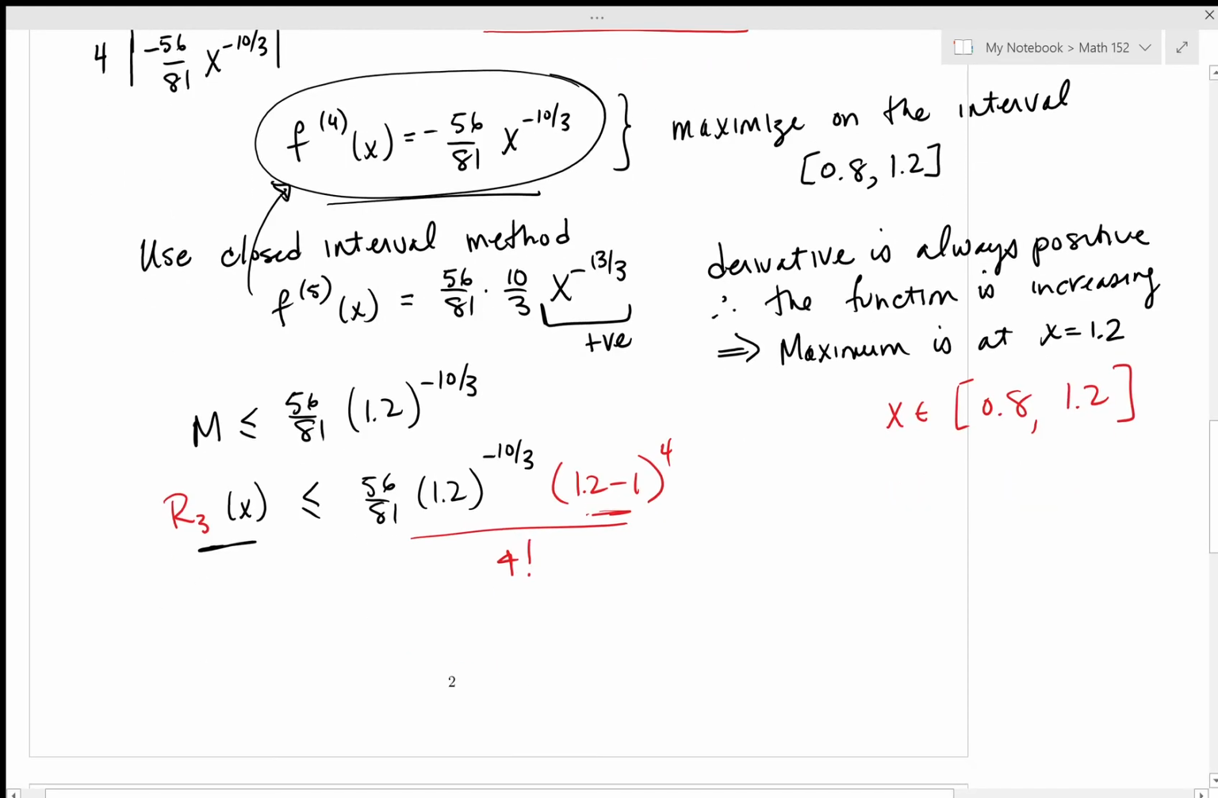Okay, be careful. Don't assume the maximum is at the endpoint. Okay, it did happen in this case, but don't assume a maximum at the endpoint.